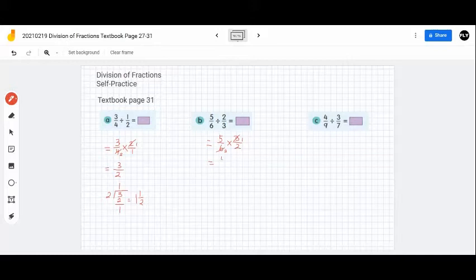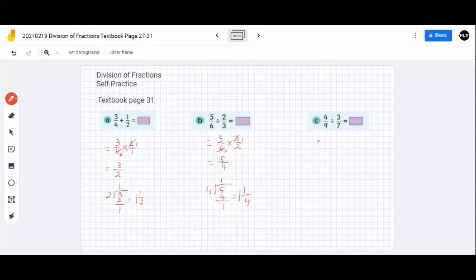5 times 1 is 5. 2 times 2 is 4. As I said, this is an improper fraction. You cannot leave your answer like this. You have to change it to mixed number. How do you change it to mixed number? 5 over 4 is also 5 divided by 4. So 4 times 1, 4. 5 minus 4, 1. Your final answer would be 1 over 4.